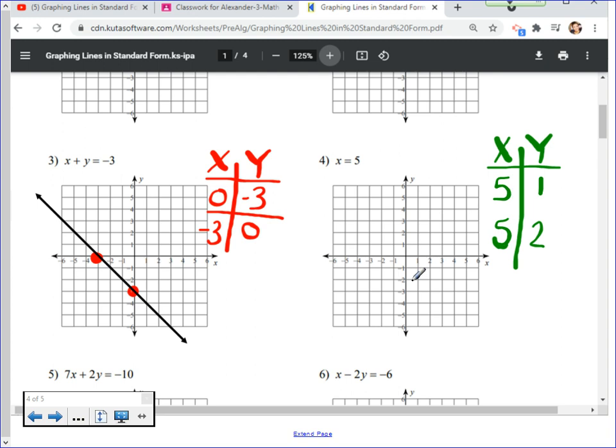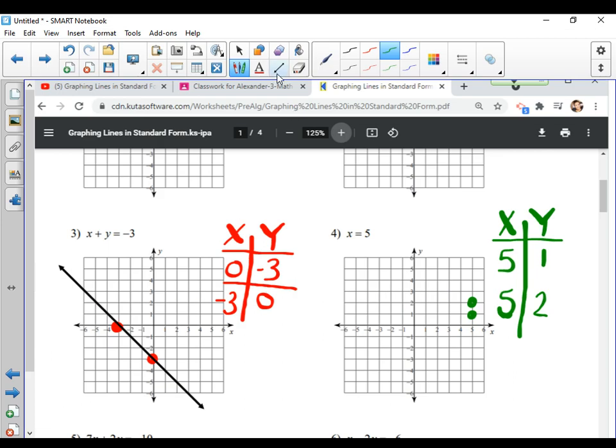Now we're going to graph that. So put your pencil at 0, 0. To graph the point 5, 1, we're going to go over 5, up 1. Put your pencil back at 0, 0. To graph 5, 2, you go over 5, up 2. And now we've got 2 points, which is enough to connect to make a line through it.